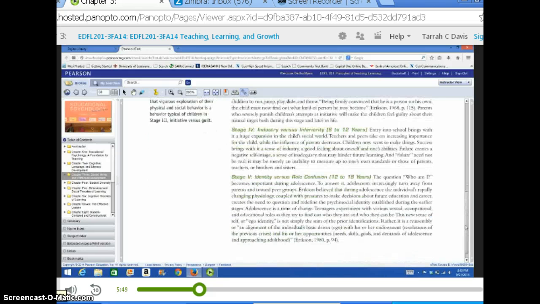Stage 4 is industry versus inferiority. This is ages 6 to 12 years. It's a big part of the child's social goals. Teachers and peers in school have a really big influence. This is when parents' influence decreases. Elementary majors, early childhood majors, this is a wonderful stage where your students will want to please you. Middle and high school changes a little bit.